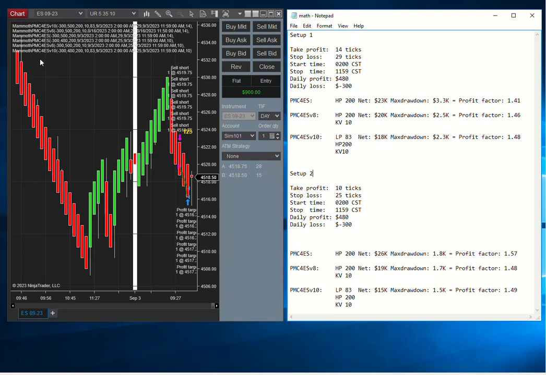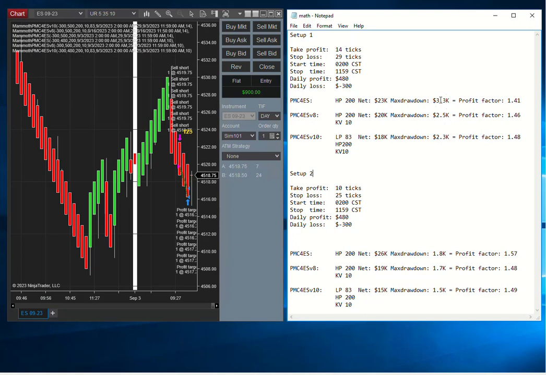Okay. For version 10, now that's the latest update, you look at net profit 18K, max drawdown 2.3K. It's almost the same as version 8, but your net is a little bit less. Profit factor is 1.48 versus 1.46. It's all around very close. The max drawdown, this one 2.3, that one 2.5. You look at a $200 difference, but basically they're the same.